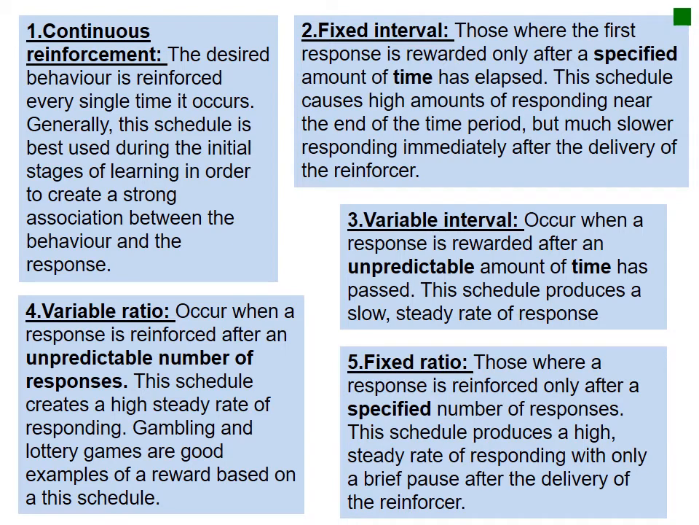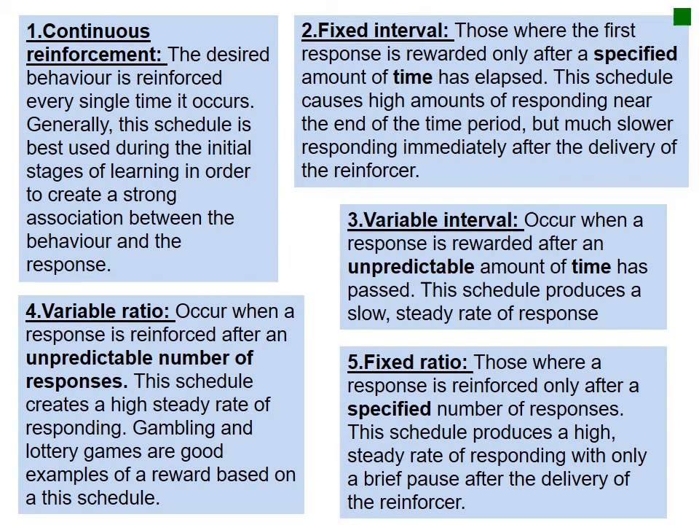Equally, number 3, interval means time and variable means change. So it's after a changed amount of time, an unpredictable amount of time. So I might give you a reward every time that you do your homework after 3 hours, and then 6 hours, and then 9 hours, and then 1 hour, and then 5 hours. So it's a totally unpredictable amount of time.